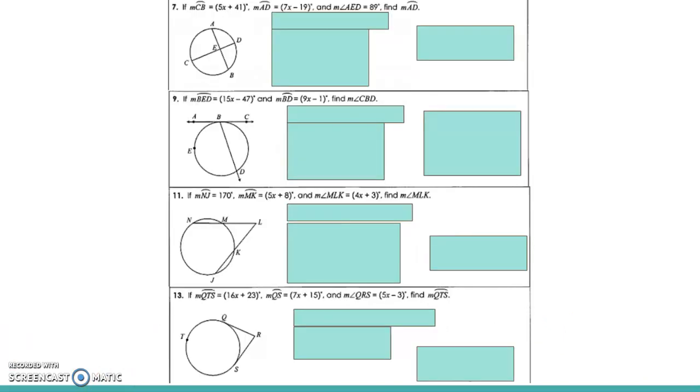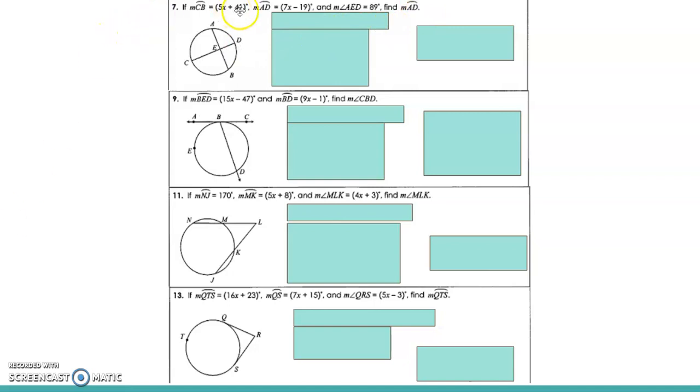For number 7, I have an interior intersection problem that crosses in the middle of my circle. They told me that the arc CB is 5x plus 41. They told me arc AD is 7x minus 19. And then I have that the measure of angle AED is 89 degrees, so that angle right there.